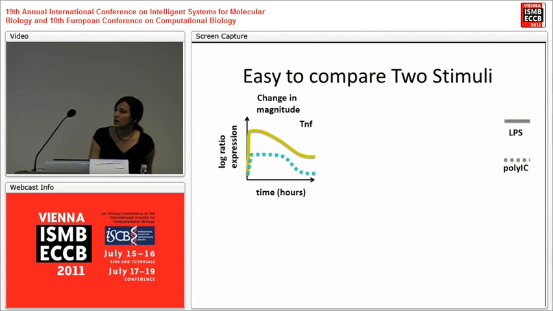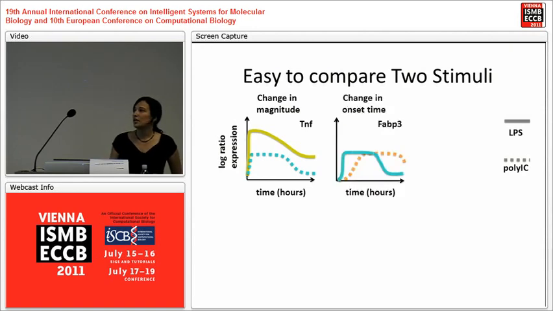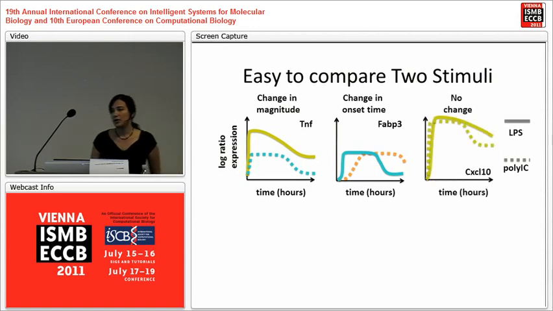We can also look at the genes' point of view. Remember that we had also LPS and poly-IC response. LPS is the solid line, and poly-IC is the dashed line, and the colors are according to the clusters in the previous slide. So, for example, we have genes like TNF, which have the same onset time under both stimuli but different magnitude. Genes like FAP3, which differ in onset time but not in magnitude. And genes like CXCL10, which have the same response under both stimuli.